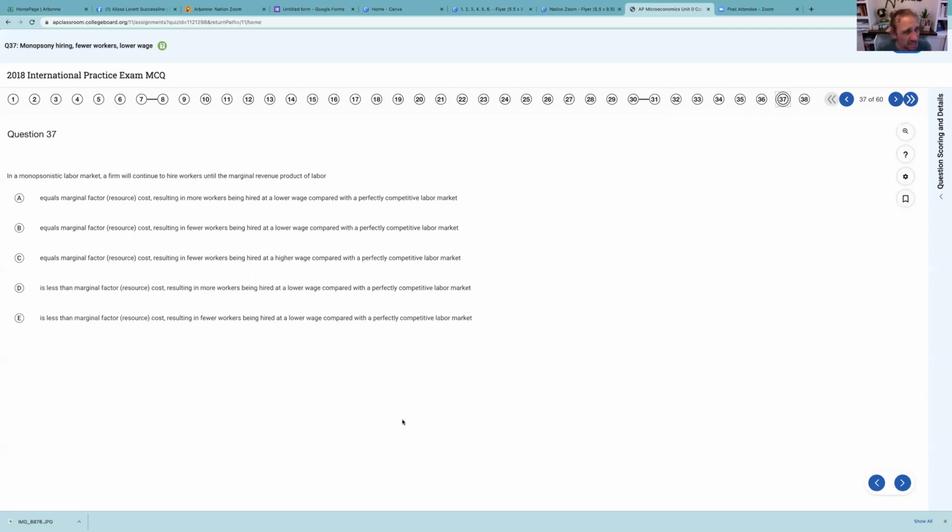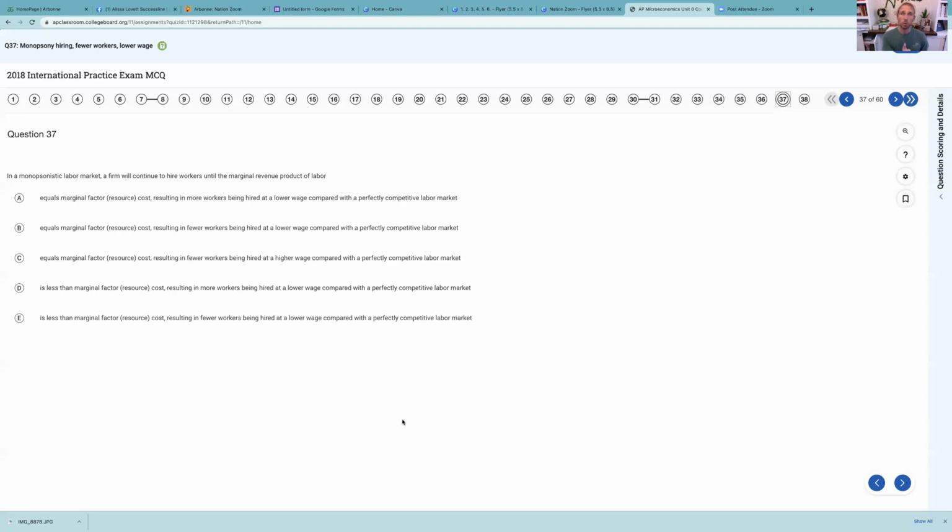37, a monopolistic labor market. So we're talking about a labor market here, a monopolistic labor market. So it's a monopoly in the labor market. There's one firm doing all the hiring. A firm will continue to hire workers until the marginal revenue product of labor. So the first part should be pretty easy.